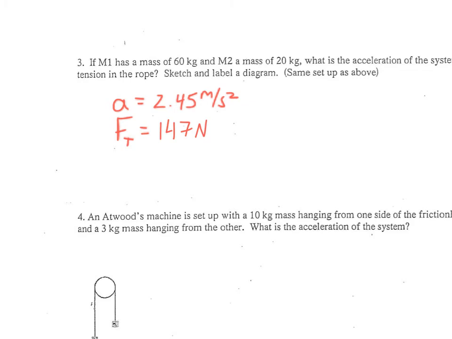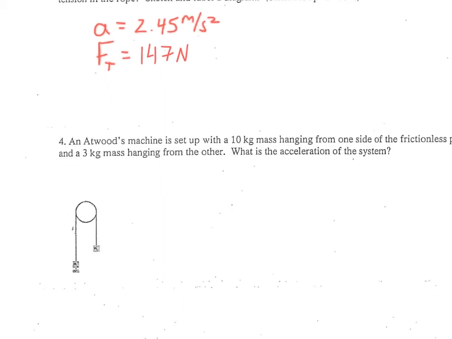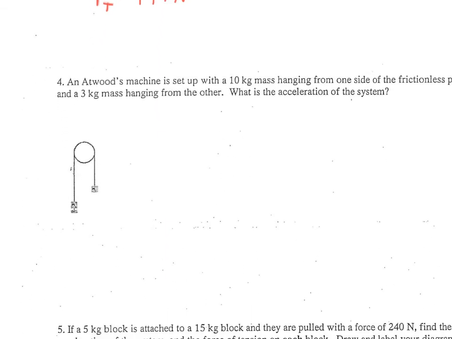It's the same setup as the problem in the previous question. Now question 4 is a little bit different. This one we have an Atwood's machine, and we have a mass of 10 kilograms and a mass of 3 kilograms. And they are hanging side by side. And we want to find just the acceleration of the system.